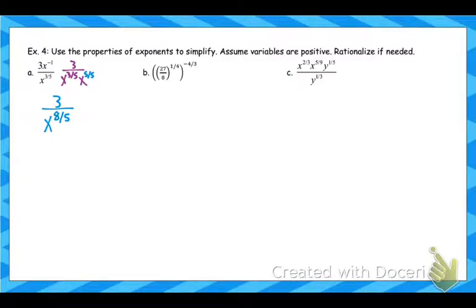Now again, we need to rationalize. So I need to multiply by x to the something, probably over 5, so that I get x to the whole number. Well, something over 5 that's a whole number would be 10 over 5. So in order to get 10 over 5, I would need to multiply by x to the 2/5. So that gives me at the top 3x to the 2/5. And at the bottom now, that gives me 10/5. 10/5 just reduces to a regular old x squared.